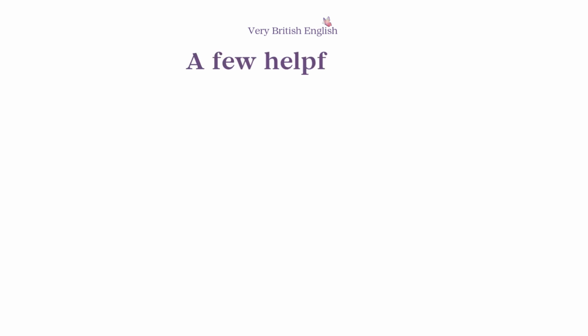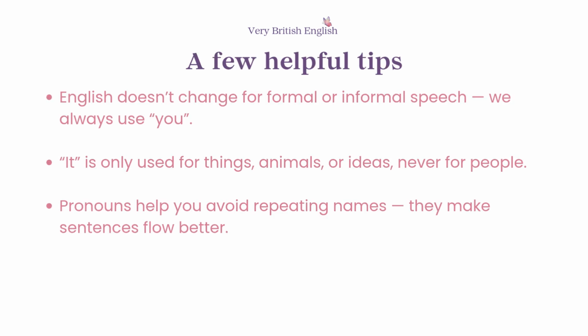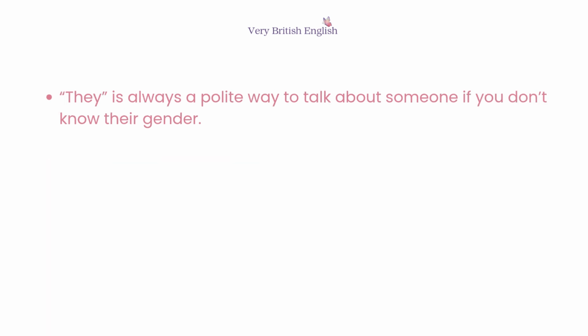Okay, so here's a few helpful tips to take away. English doesn't change for formal or informal speech. We always use you. It is only used for things, animals, or ideas, never people. Pronouns help you avoid repeating names, and they make sentences flow better. They is always a polite way to talk about someone if you do not know their gender.